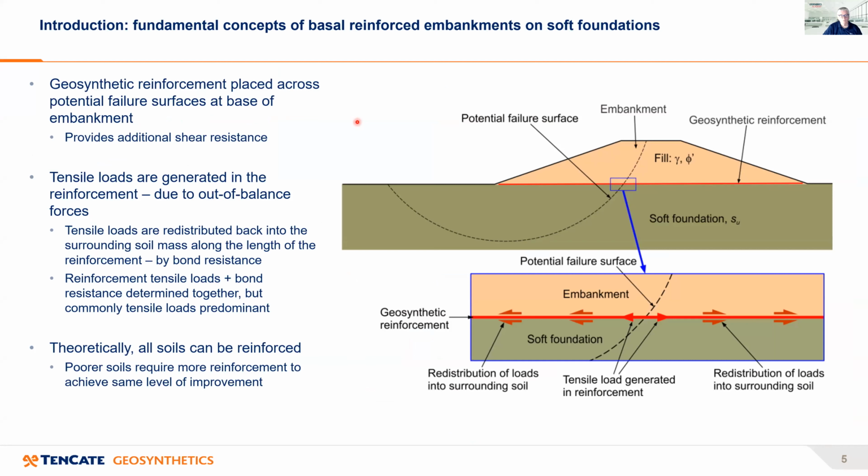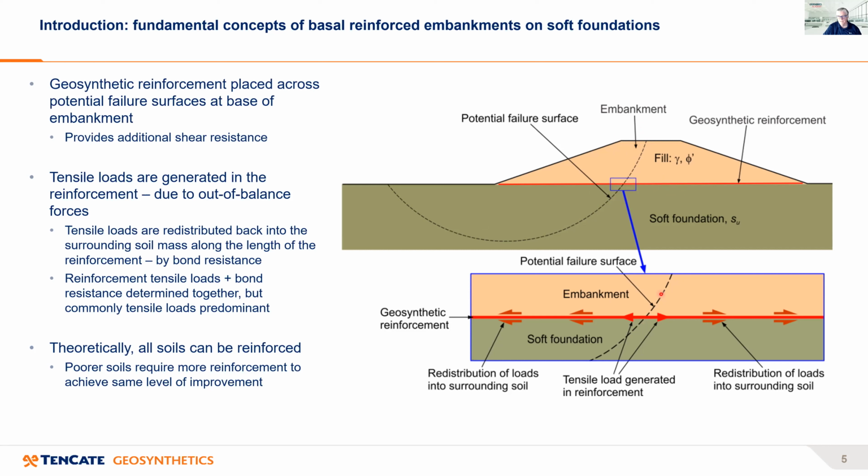Now, some fundamental concepts about basal reinforced embankments on soft foundations. So to understand these, I think is quite important. And what we do is we place a layer of reinforcement at the base of the embankment on top of the soft foundation. And when this layer of reinforcement intersects a potential failure surface that passes through the embankment, what we're expecting from this basal reinforcement is for it to provide additional shear resistance at the base of the embankment.